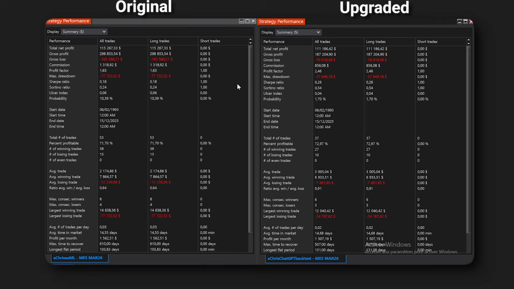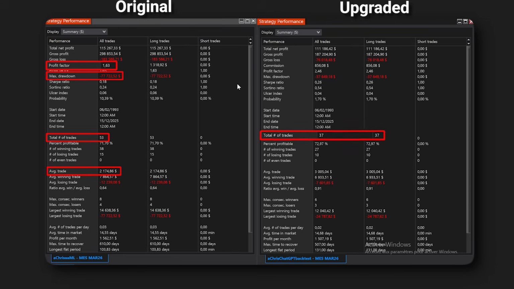When we compare both summaries, the improvement is immediately visible. Before AI, the strategy executes 53 trades. Profit factor, 1.63. Maximum drawdown, negative $77,722. Average trade, $2,174. Several large losing trades dragged down performance.